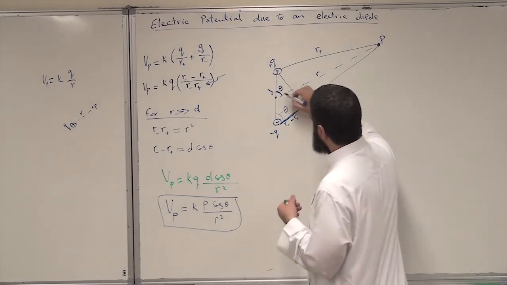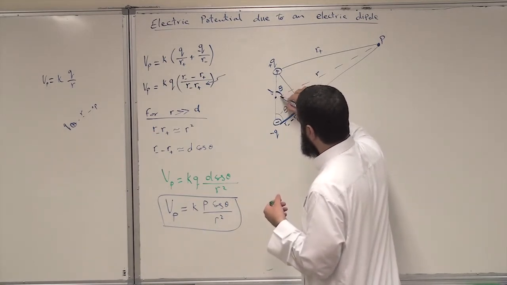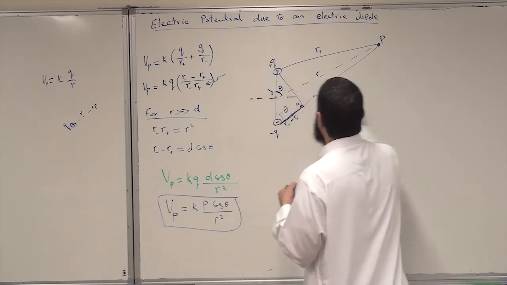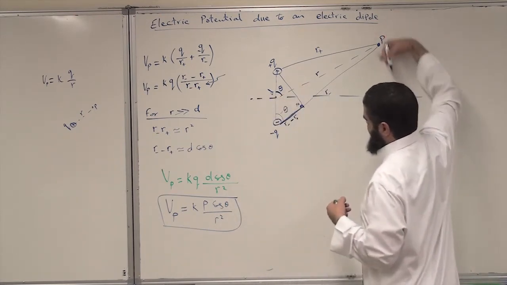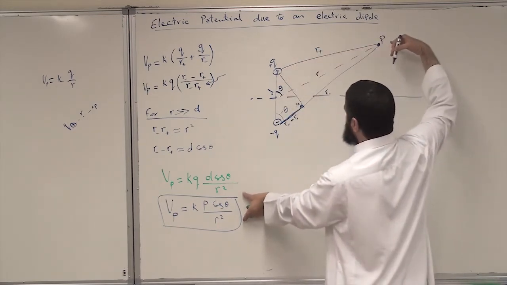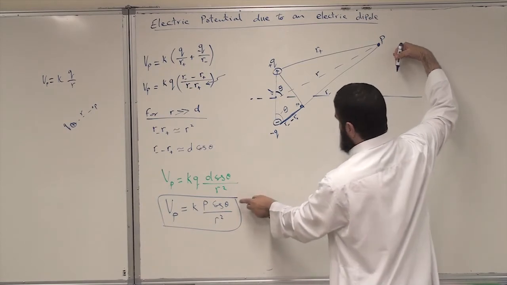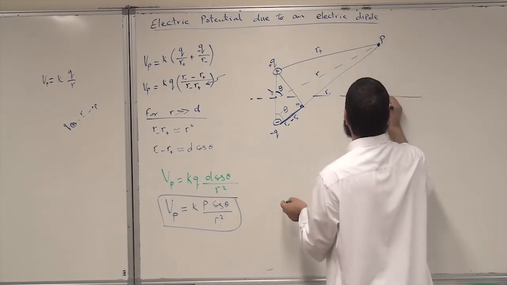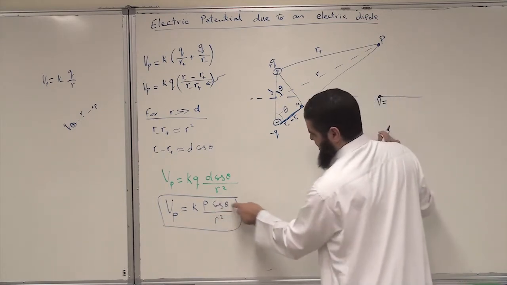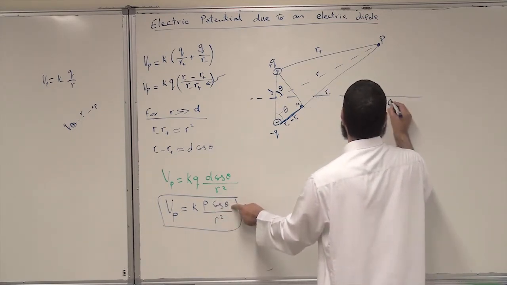If the angle theta is between 0 and 90, the potential will be positive, meaning that you are in this region, in the vicinity of the positive charge, closer to the positive charge, and the electric potential will be positive. If theta is 90, meaning that you want to find V at this point, it will be how much? Cosine 90 will give you 0, and the electric potential will be 0.